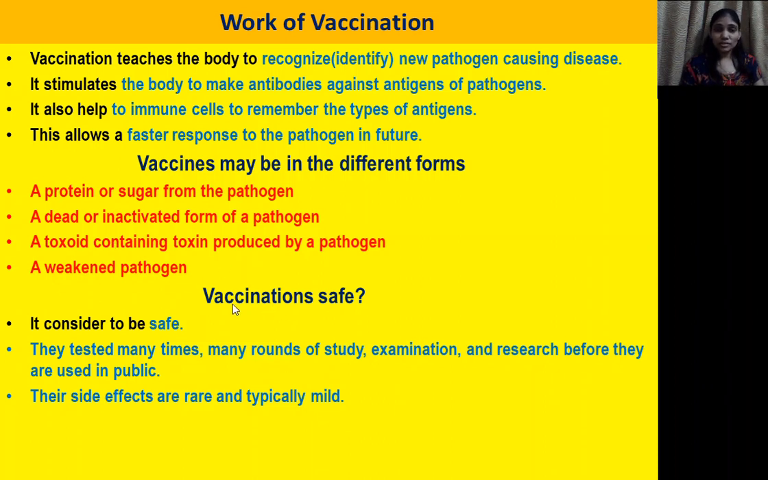Is vaccination safe for the human body? It is considered to be safe. Why? Because the vaccine is tested many times. They study it very well, the examinations are very good, and lastly research is done on it. A number of research studies are done on vaccination, and the vaccine is tested a number of times. After that the vaccine is given to the public.